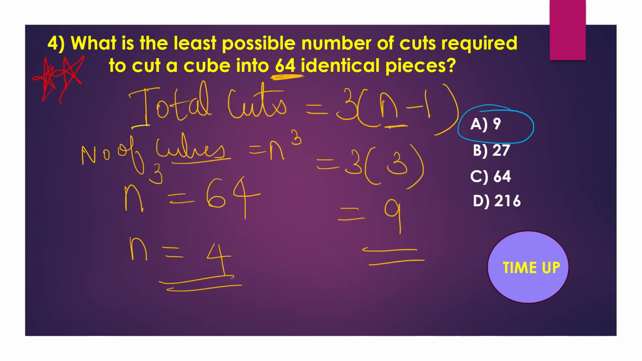Okay. So the total cuts formula, here the total cuts is asked. So total cuts is 3 into n minus 1 is the formula. So n, how to find out n? Total number of cubes they have given. So n cube is 64. So what is n value? 4. So that you insert in this formula. That's it. So you'll get 9 as the answer.